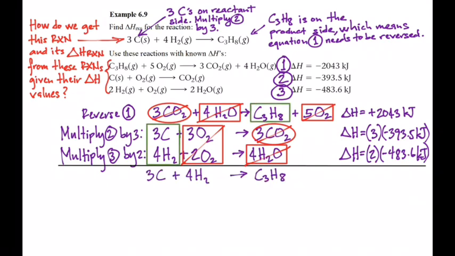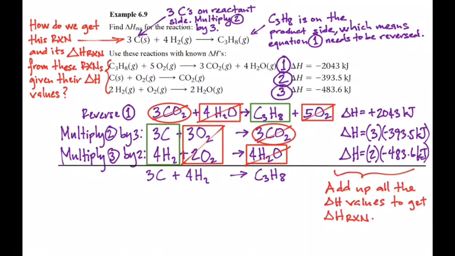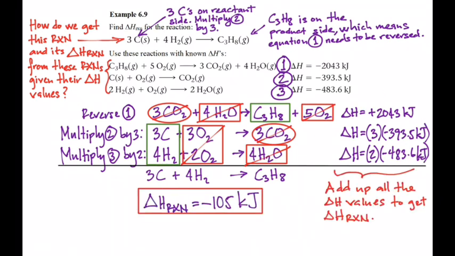And what you have is the chemical reaction that you want, which is 3 carbons plus 4 hydrogen gas equals propane gas. All right, so all you have to do now is add up all the delta H of reactions, and we get negative 105 kilojoules. So this chemical reaction here will generate 105 kilojoules.